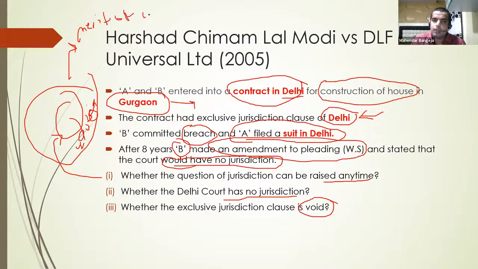Secondly, yes, the Delhi court has no jurisdiction. Why would it? The property is situated in Gurgaon. Delhi court का तो बनता ही नहीं है jurisdiction. And because the Delhi court has no jurisdiction, they have conferred jurisdiction upon a court which has no jurisdiction. So ultimately, the exclusive jurisdiction clause is void. Section 23 or 28 में.